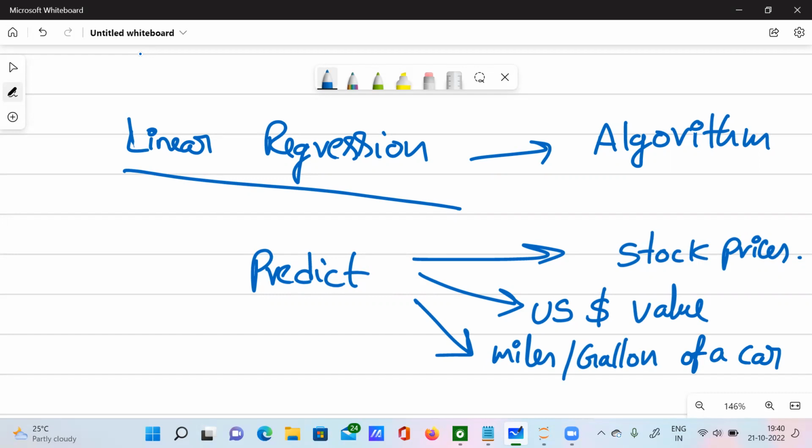This is in general, for any kind of machine learning algorithm. We can predict this. But when it comes to linear regression, what is this linear term and what is this regression term? I'm going to tell you that.